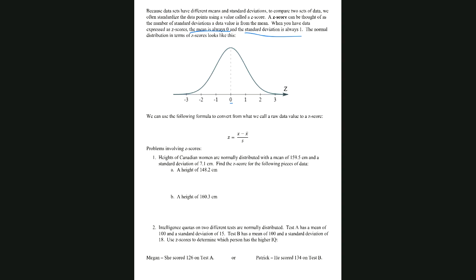And we can use the following formula to convert from what we call a raw data value to a z-score. You take your data value, subtract the mean from it, and divide by the standard deviation.